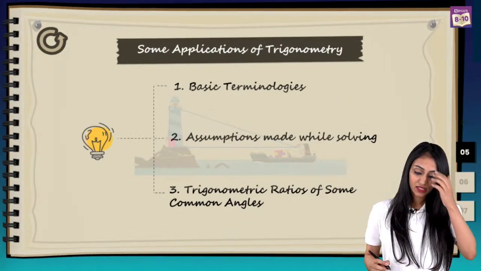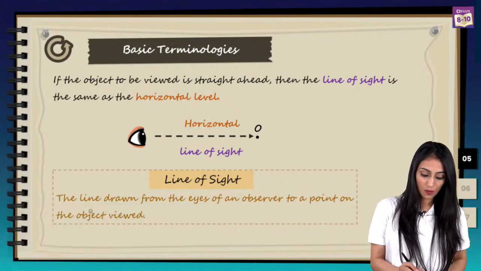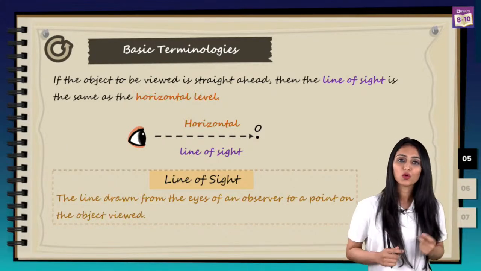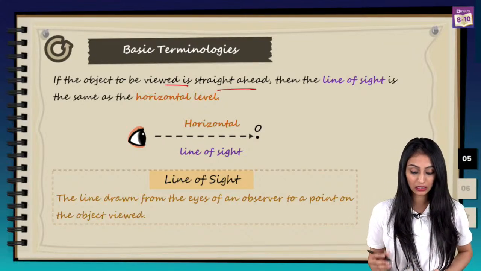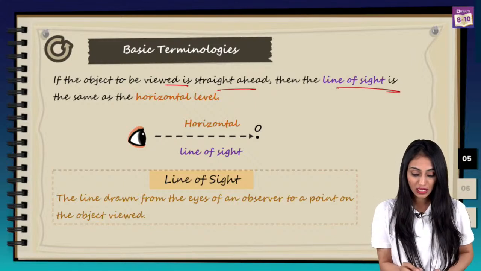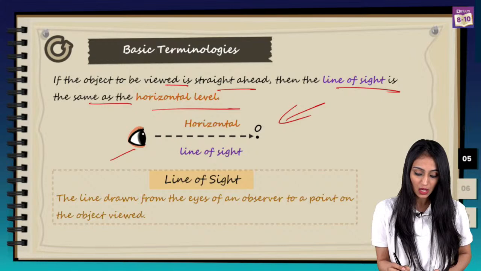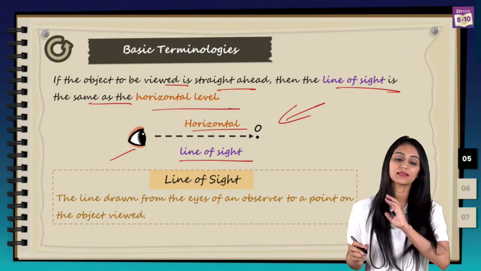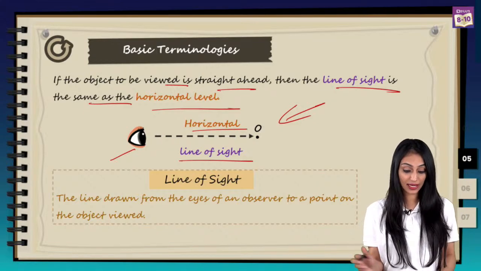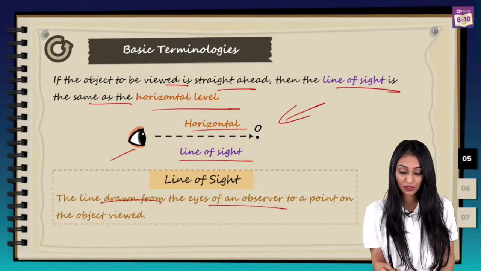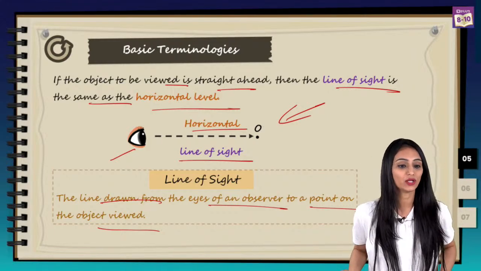Okay, so let's first take a look at the basic terminologies that we have here. We all know the basic terminologies, though, let's do a quick revision of it. If the object is viewed in a straight line, straight ahead, then the line of sight is the same as the horizontal level, right? So if this is the object here, here the observer is. The horizontal line and line of sight are the same thing in that case. Then what is line of sight? The line drawn from the eyes of an observer to a point on the object that is to be viewed, that's called your line of sight.